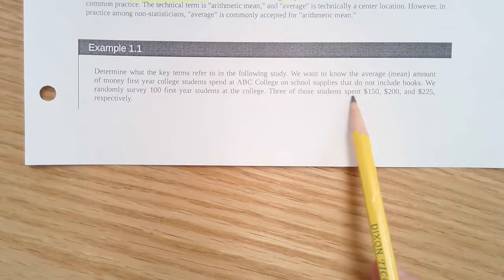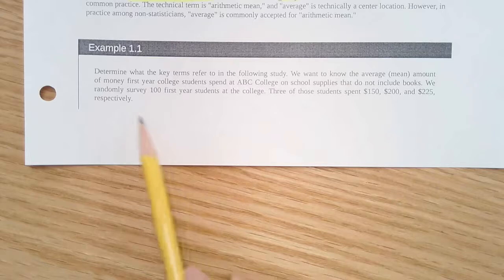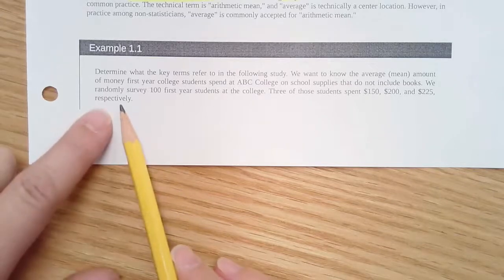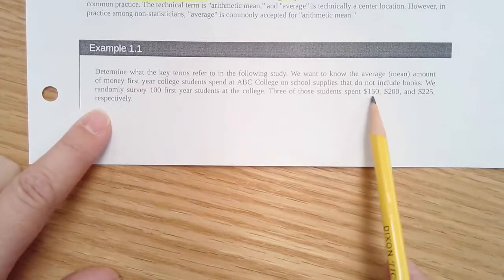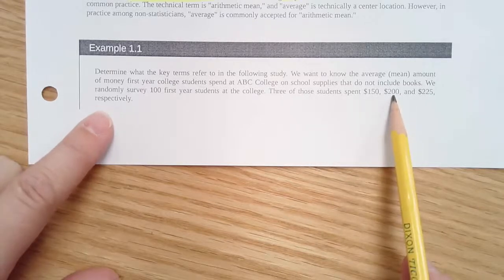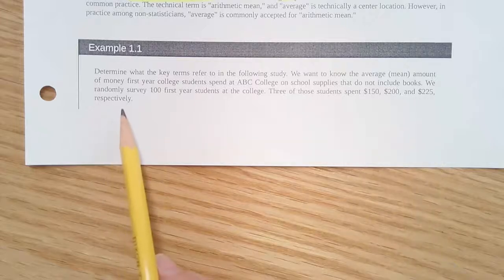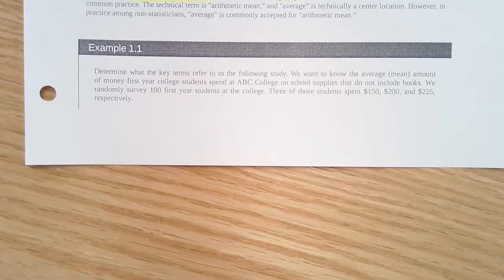3 of those students spent $150, $200, and $225 respectively. Respectively just means in order. So the first student spent $150, the second student was $200, and then $225. So respectively just means in the same order. All right, so now I want you to take a second. We're looking for what is the population.